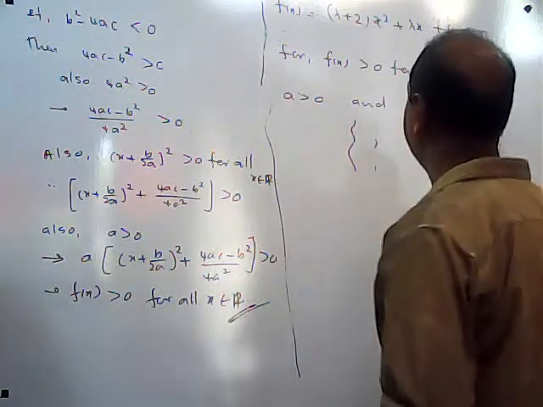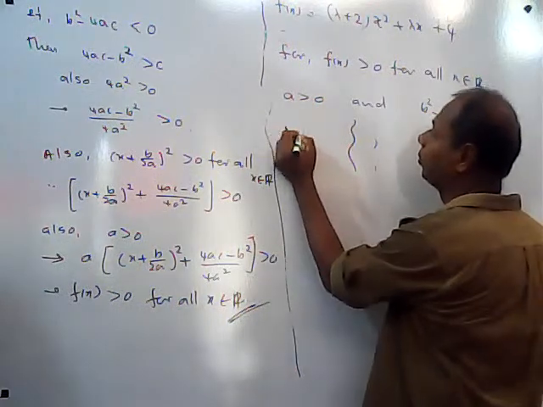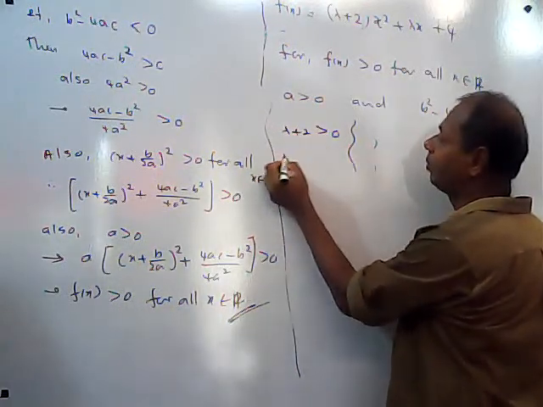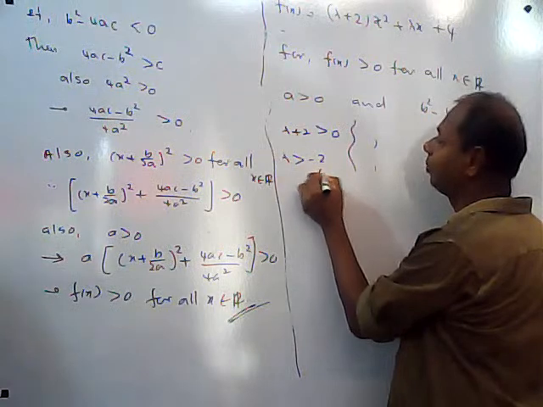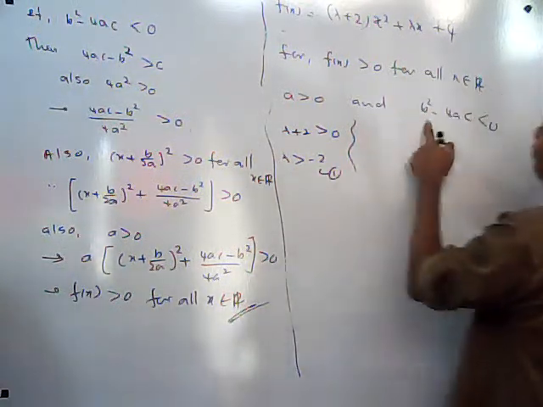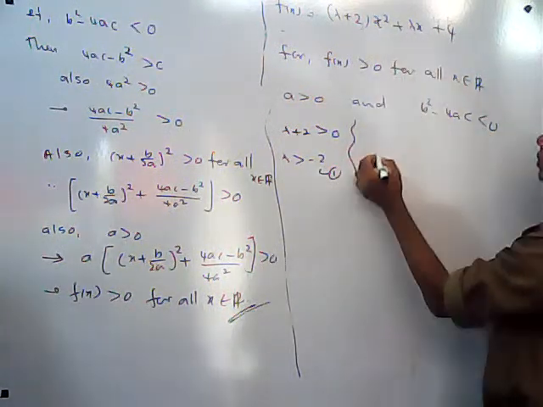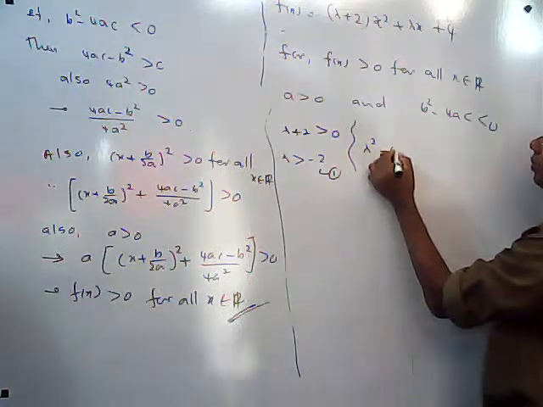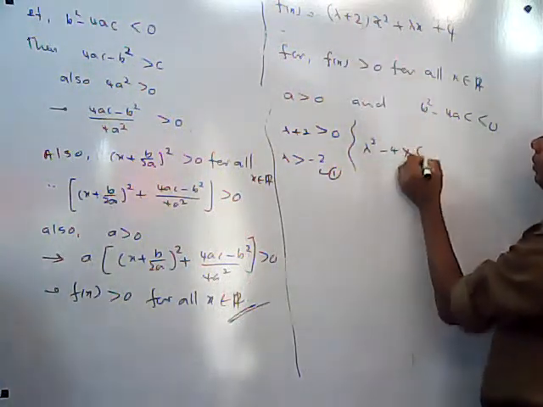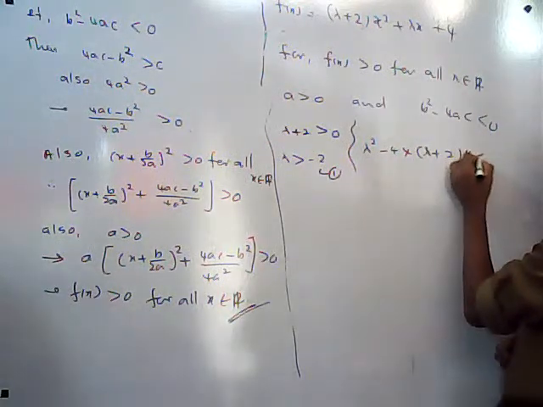Yes, a is greater than 0. a is lambda plus 2. Lambda plus 2 is greater than 0. This gives lambda has to be greater than minus 2. Then b squared minus 4ac is less than 0. b squared is lambda squared, minus 4 times (lambda plus 2) times 4, less than 0.